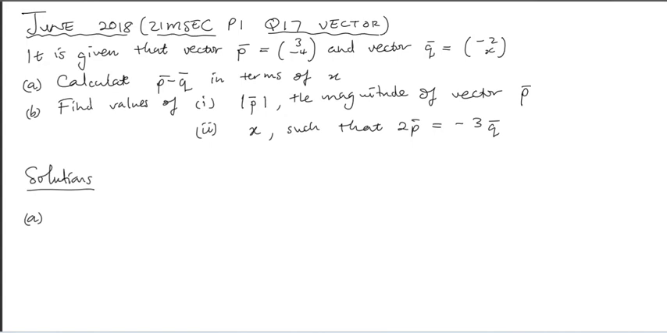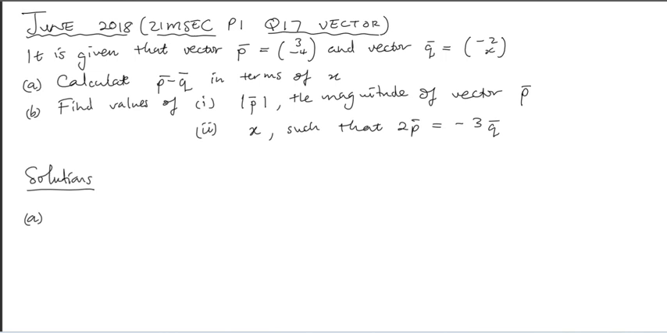Right, there's a question from June 2018, ZIMSEC paper 1, question number 17. It's about vectors. Mainly these are column vectors from the Cartesian plane, of course. We are told it is given that vector P is equal to (3, -4) and vector Q is equal to (-2, x). The question wants us to calculate P minus Q in terms of x.